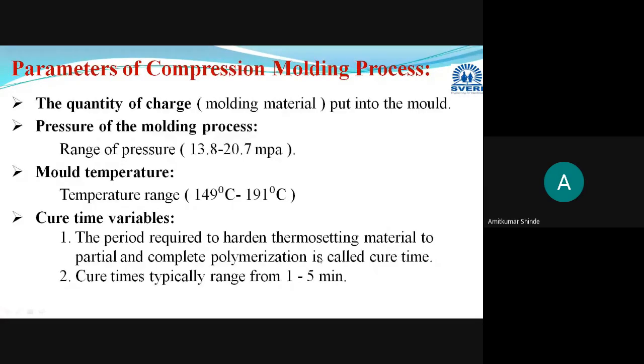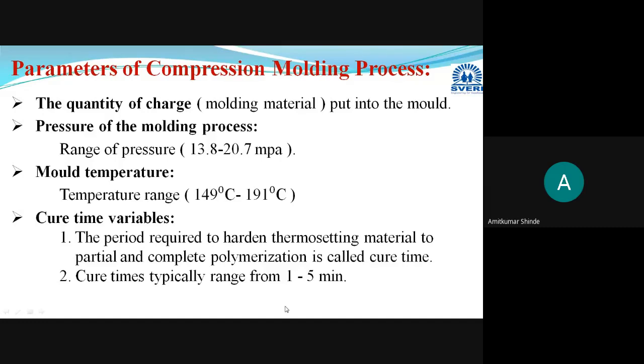In other words, as highlighted here, it is the period required to harden thermosetting material to partially or fully complete the polymerization process. In short, it is the time taken by the softened thermosetting material to become completely hard, termed the cure time or curing time. Generally for thermosetting plastic materials, this curing time is 1 to 5 minutes.